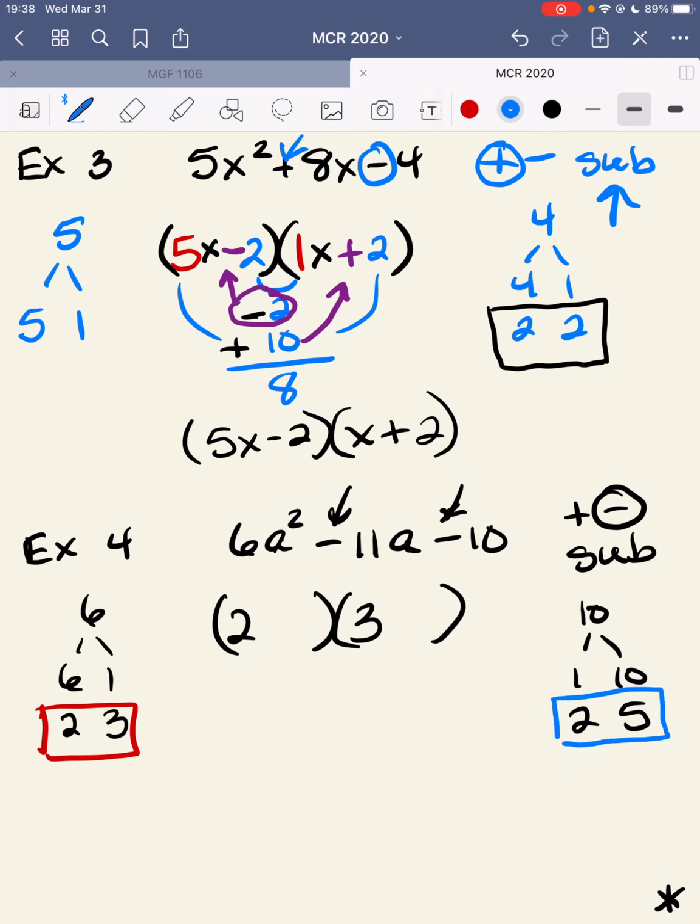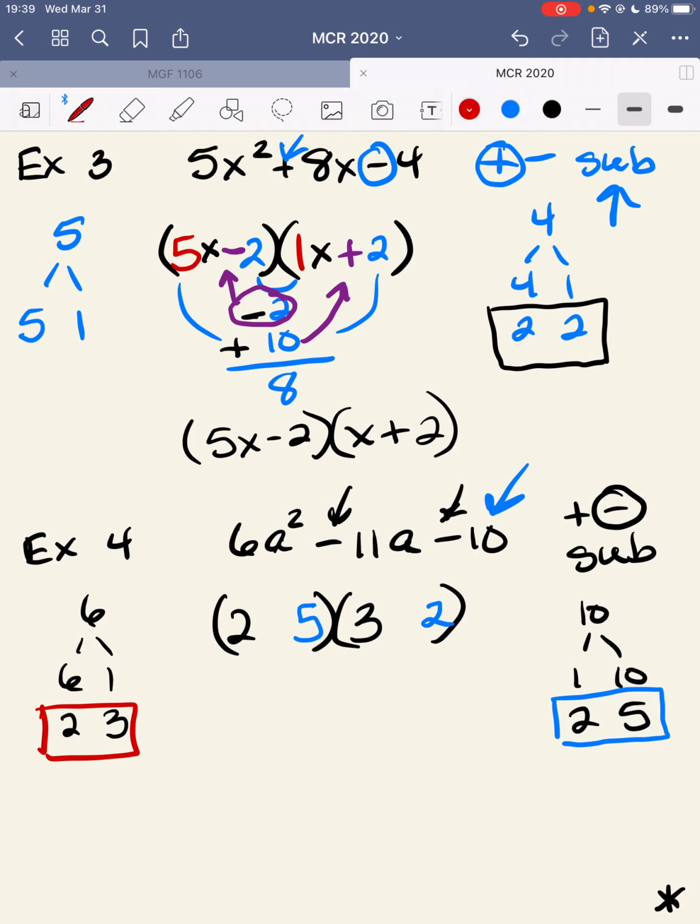Now I only have one place that I can put these. Because I did not have a GCF when I started off, I cannot set my numbers such that I have a GCF in my binomial, which means the 2's cannot be in the same binomial. So if this is going to work, my 2 has to be over here, and my 5 has to be over here, or that set of factors does not work.